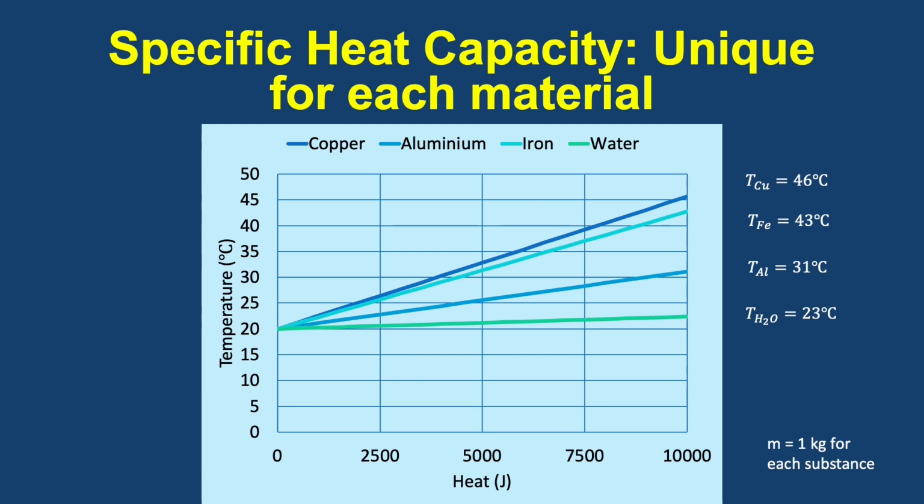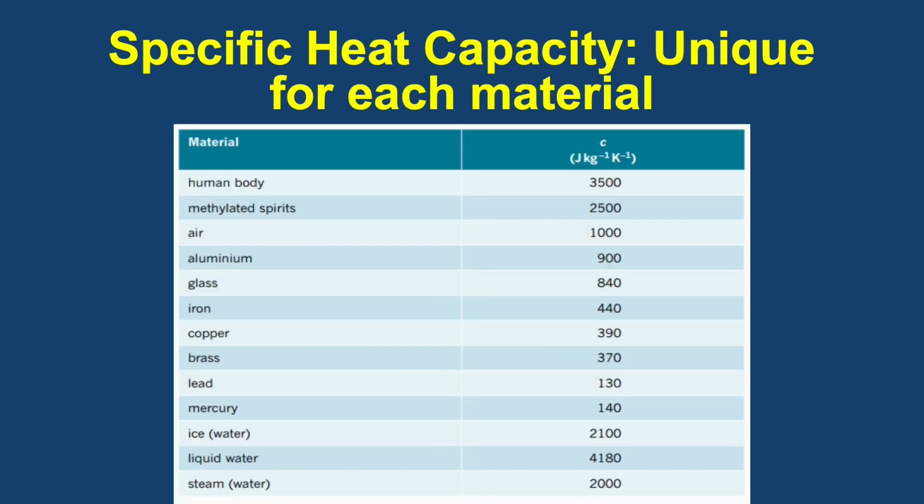We see that each material behaves in its own way and changes temperature in its own way due to the fact that each material has its own unique specific heat capacity. To illustrate this idea further, this table shows the unique specific heat capacities of a number of different materials. I've taken this table from chapter 1.2 of your Pearson text. It's interesting to note that liquid water has an enormous specific heat capacity when compared to many other materials we see. The metals in this table, iron, copper, brass, lead, and mercury, are all quite low when compared to liquid water.